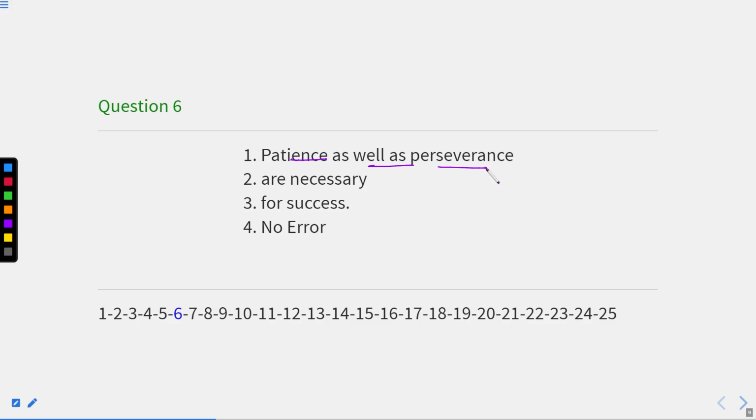Patience as well as perseverance. Now whenever we write as well as, first of all, if two subjects are there and both are connected with as well as, okay, or any such conjunction like with, along with, together with, in this case verb should depend on the first subject. So here if you see the sentence very carefully, it is patience as well as perseverance are necessary. Now of course the first subject is patience, and this are should follow this first subject, and the first subject is singular, or you can say uncountable, because uncountable noun is always considered singular.